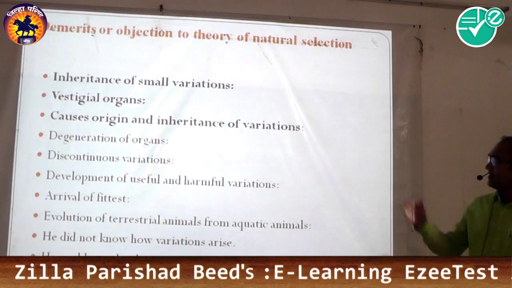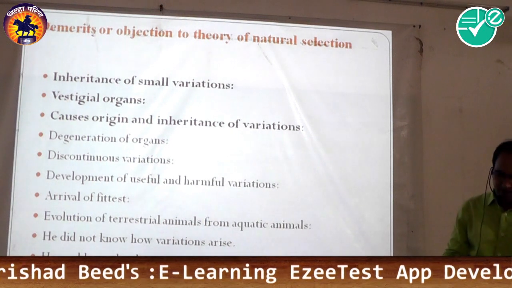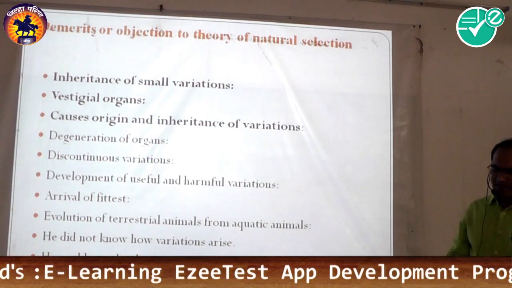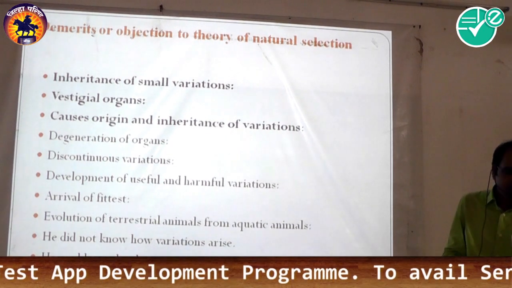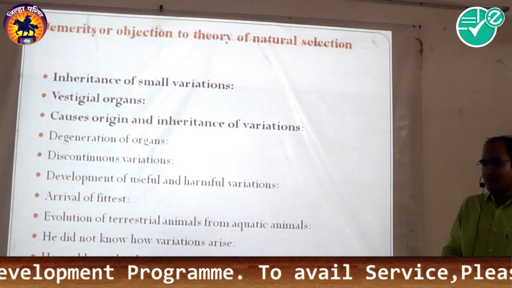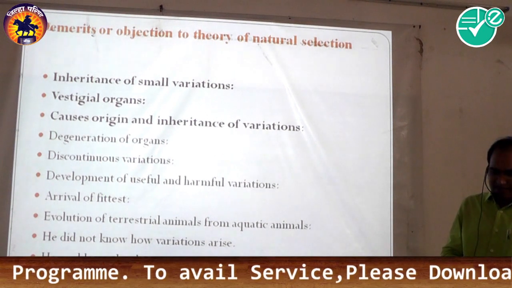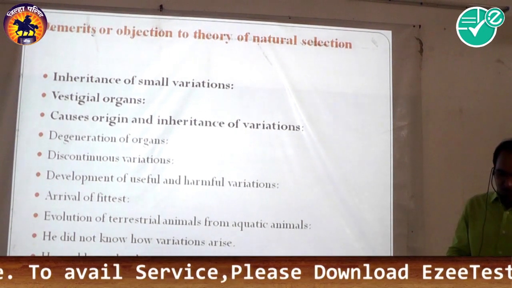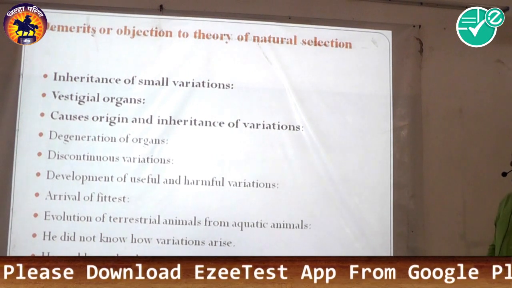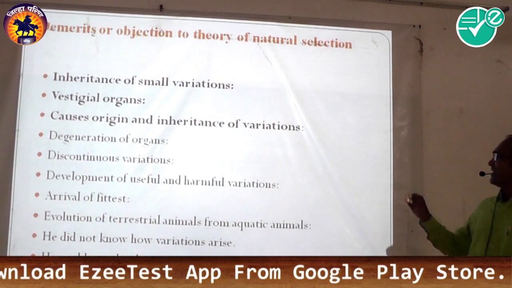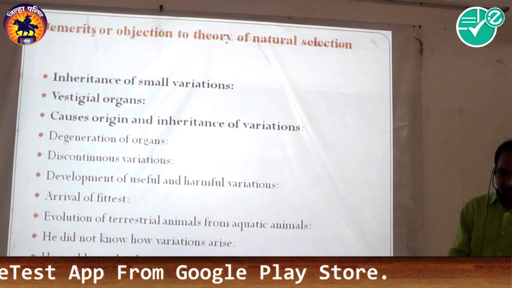Okay. Then the second one is the vestigial organ. The vestigial organs are present in some animals. Why are they present in these organisms? If in the natural selection process the betterment of characteristics takes place, then these vestigial organs should be eliminated from that particular organism.